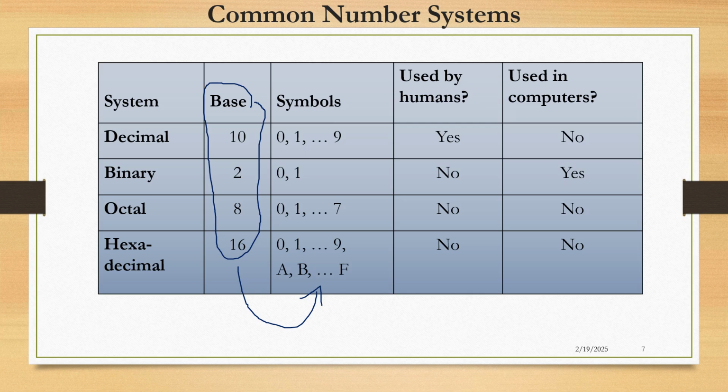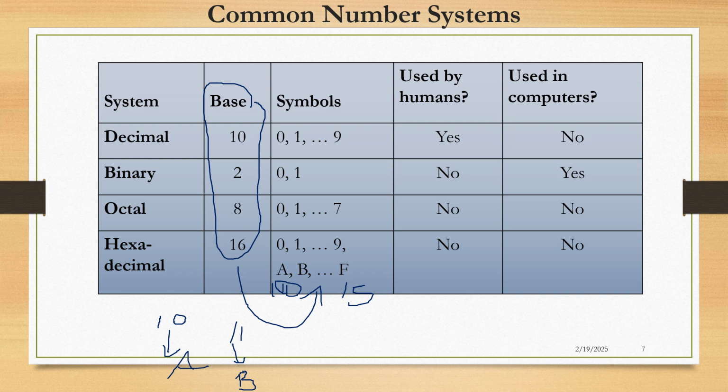In octal, the base is 8, so the range is 0 to 7. In hexadecimal, the base is 16. Now, what do we have to do? After 9, the 10 is represented using what? A. 11 is represented using what? B. Okay, so don't get confused here. A, B, C, D, E, F is nothing but 10, 11, 12, 13, 14, 15. This one is 15 and this one is 11, 10, sorry.